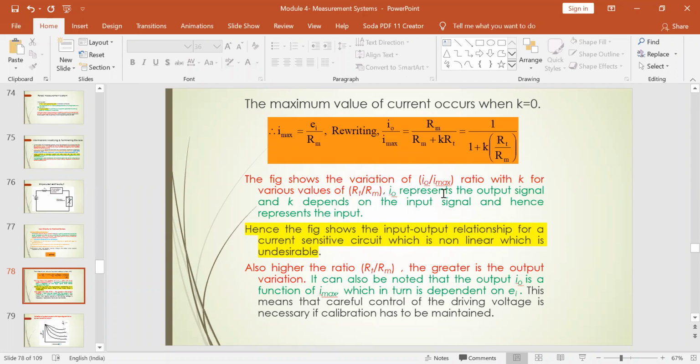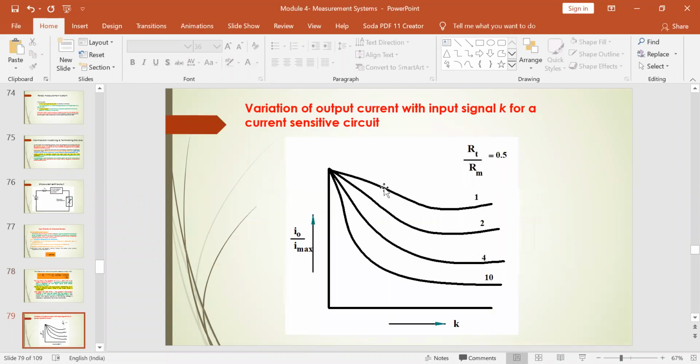Where I naught represents the output signal, K depends upon the input signal which has been sensed, the physical quantity what you are sensing, and hence it represents an input data. K is referred to as an input data. And here the figure also shows the input output relation variable. So you have the graph.